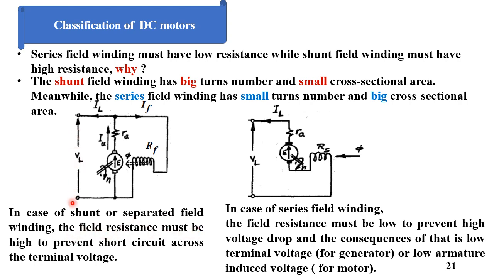Why must the shunt or separately excited field winding resistance be high? It is connected in parallel with the supply, so it must have a high resistance so as not to cause a short circuit across the voltage or the source terminals. And the series field winding is connected in series with the armature and the supply, and if the series field winding has high resistance, it will cause a big voltage drop, and a small share of the V load will be obtained as a back-induced EMF, and we need most of the terminal voltage to be converted to an induced EMF, so the series field resistance must be low.